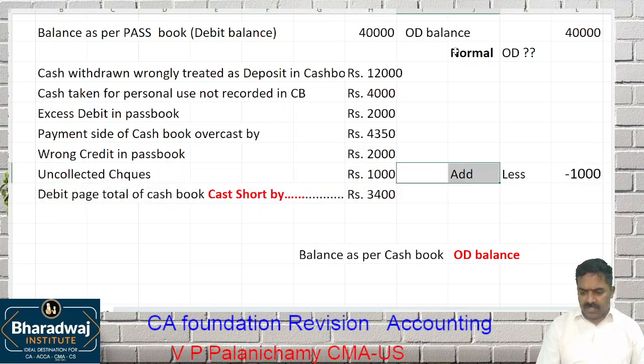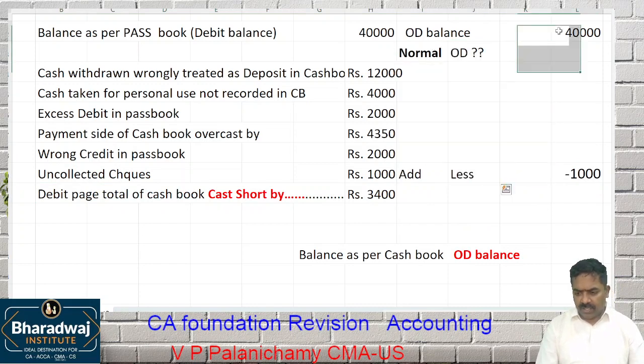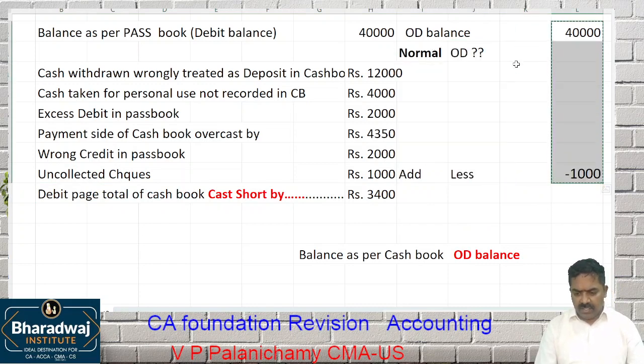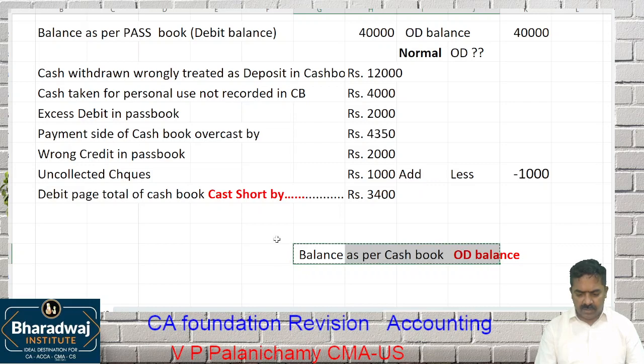Customer has deposited the check. So the customer would have added this. We should also add this. But since OD is the starting point, do the opposite. So get the bank balance as per which one? Cash book.